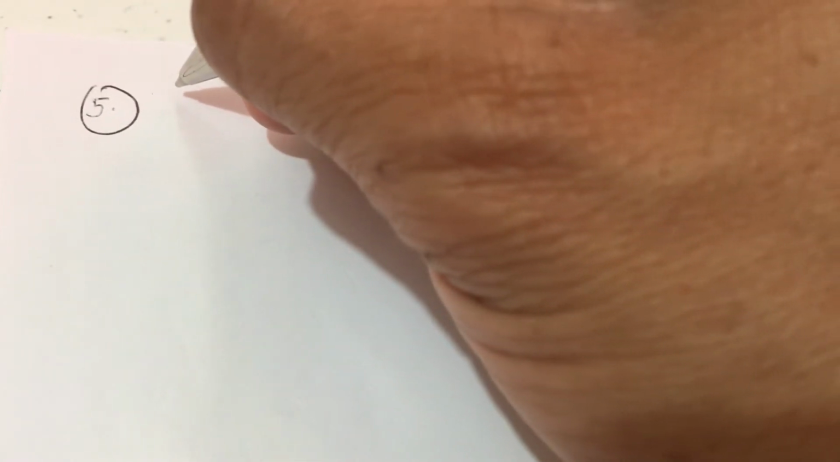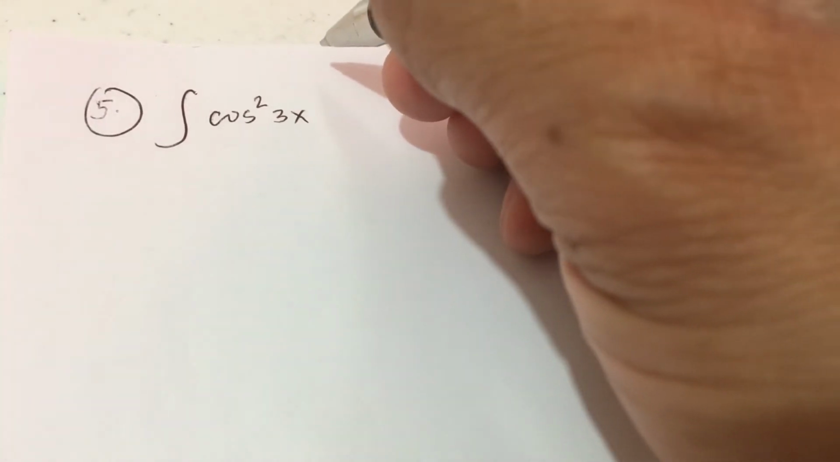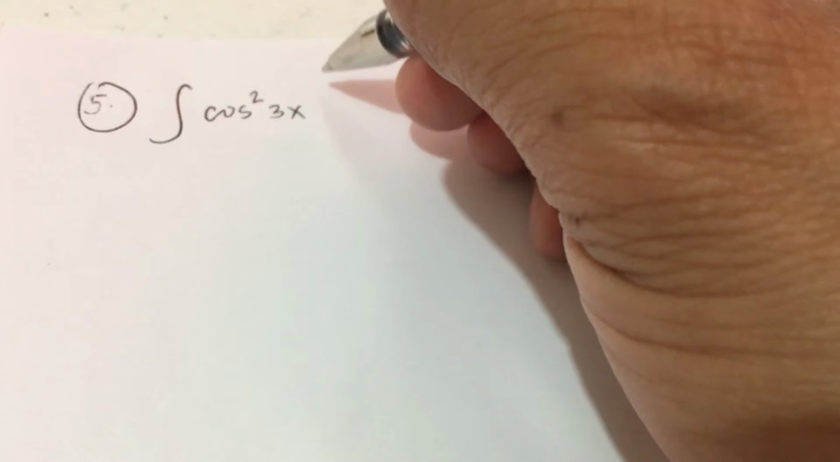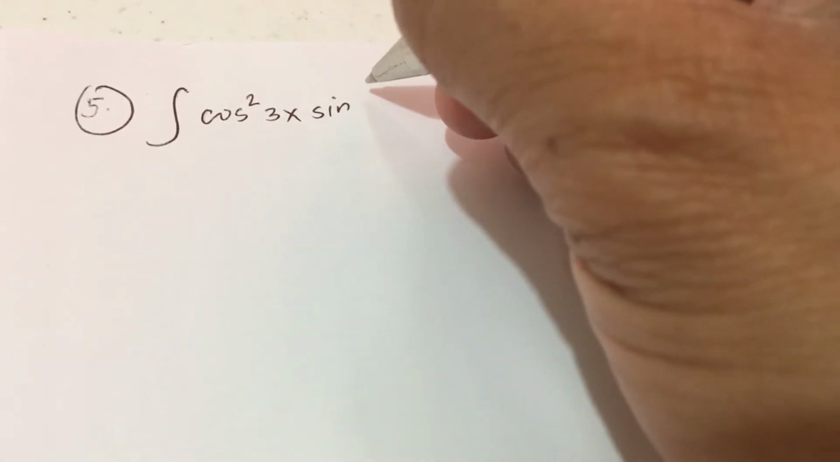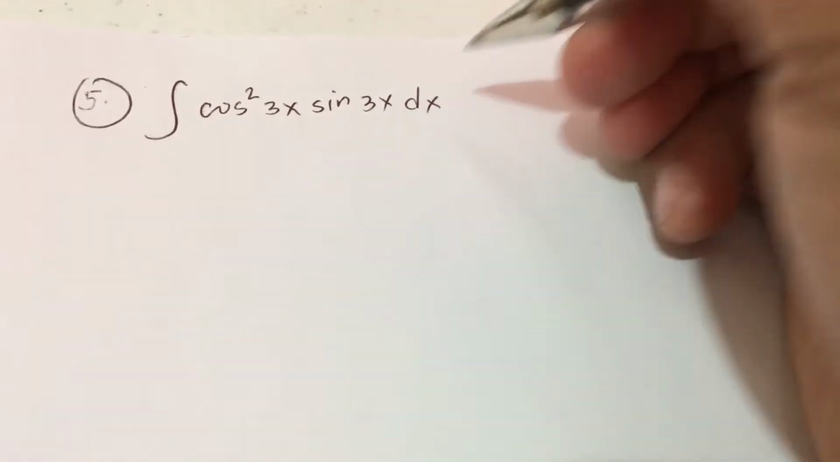Number 5, we're given the integral of cosine squared 3x times sine 3x dx.